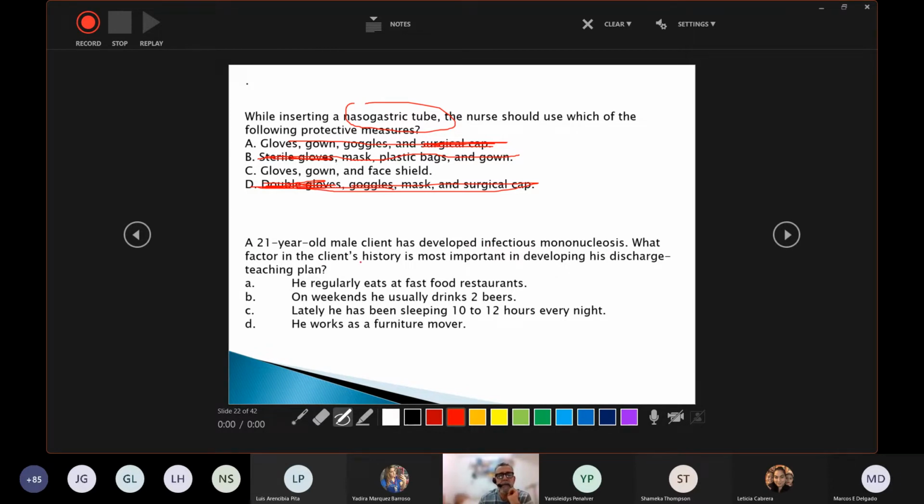What factor in the client history is most important in developing his discharge teaching plan? He regularly eats at fast food restaurants. On weekends, he usually drinks 2 beers. Lately, he has been sleeping 10 to 12 hours. He works as a furniture mover. What is the most important aspect here? D. D as in diamond, no?